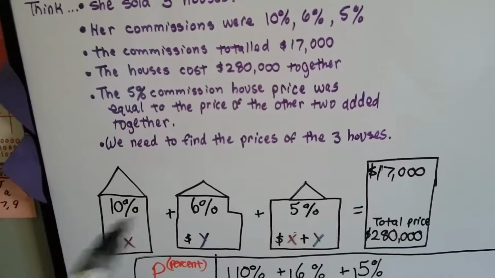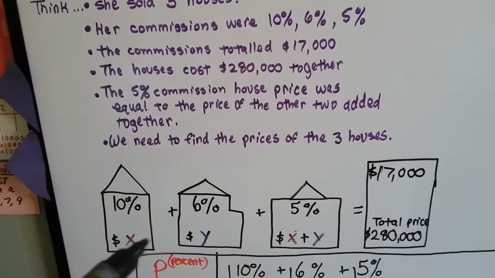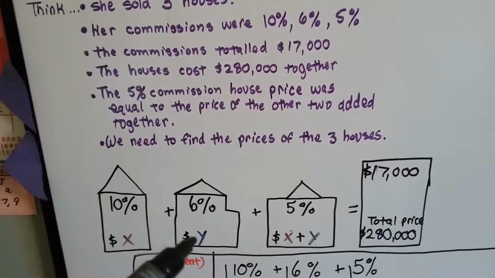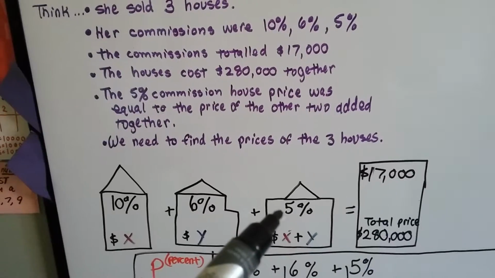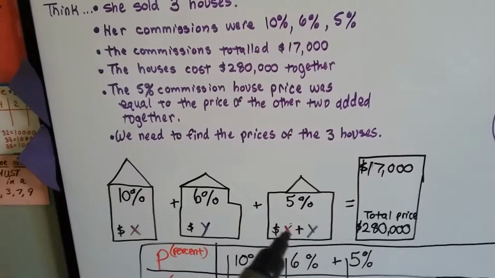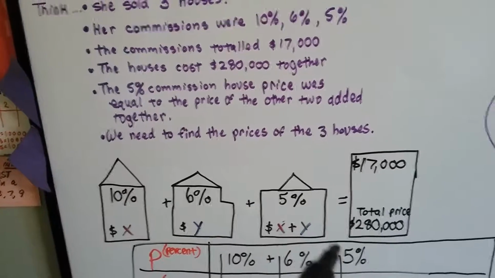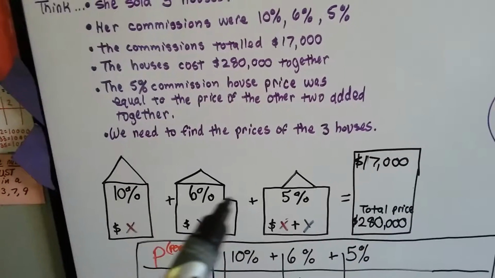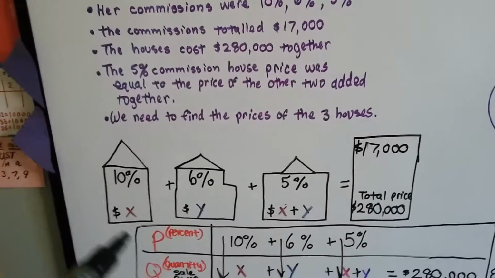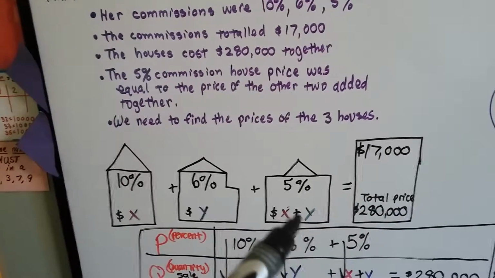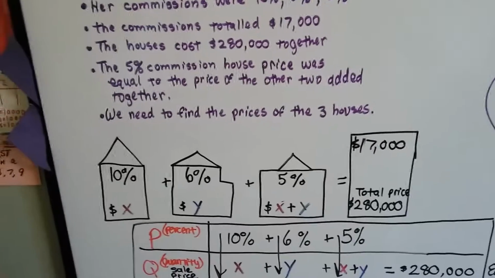So here they are. Here's the 10% house. It's X amount of dollars that it sold for. Here's the 6% commission house. It sold for Y dollars because we don't know. And here's the 5% commission house, and its sale price was equal to X and Y together, so it's X plus Y. We know that the commissions, the 10, the 6, and the 5%, totaled $17,000. We also know that whatever X, Y, and X plus Y equal, the total sale prices were $280,000.